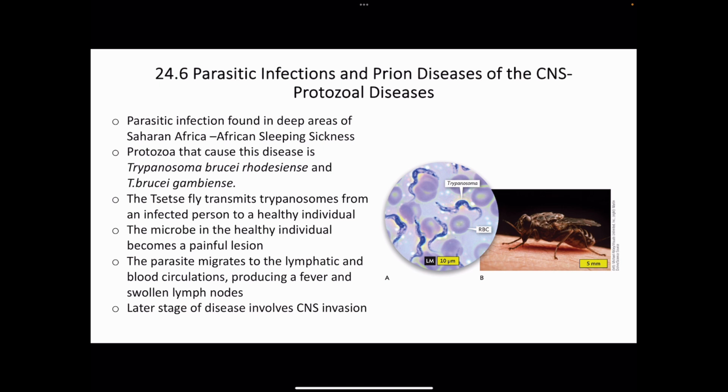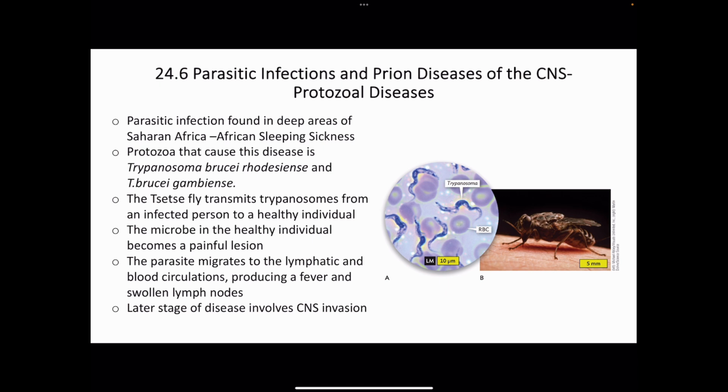Another protozoal disease I will talk about comes from the deep areas of Saharan Africa. The African sleeping sickness is the name for the protozoal disease caused by Trypanosoma brucei rhodesiense or T. brucei gambiense. Reservoirs for these diseases include wild animals, domestic animals, and even humans. The main reason this disease is spread throughout populations is because of the Tsetse fly. When the fly lands on an infected individual, it takes the blood meal and becomes infected. The trypanosome from the infected person is replicated in the fly and moved to the salivary glands, where a fly bites an unaffected individual. Then the individual becomes infected with the disease.